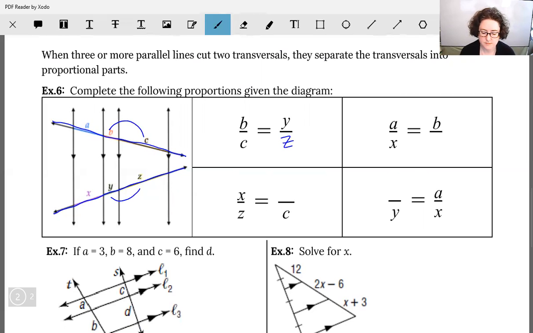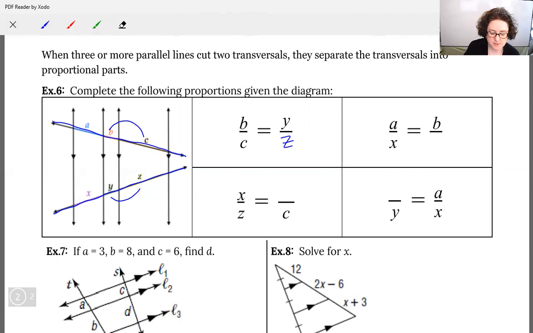C. Okay, next proportion. We have A compared to X. And then our second ratio starts with a B. So that means we'd have to compare it to the Y. Okay, next one, X compared to Z. Going in the same order on the other transversal, what do we have to compare to C?